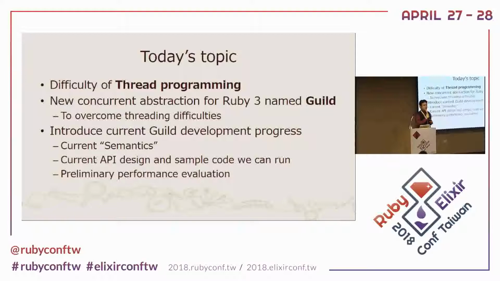Today I will talk about several topics. At first, why thread programming is difficult, and the next one is what the new concurrency abstraction for Ruby 3 is. We named it Guild. This is a code name, and I'm working on that now, so I will introduce the current status of the Guild feature.